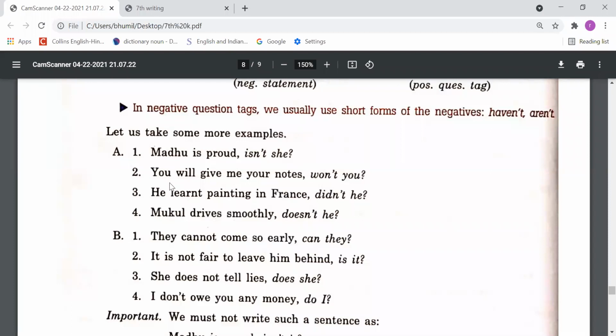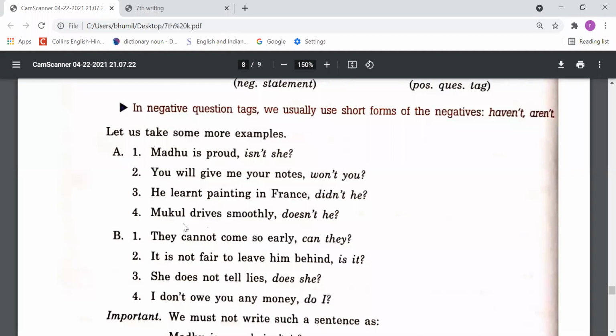Right? Next, you will give me your notes, won't you? Won't is the short form of will plus not. So will plus not, we should write w-o-n apostrophe t. Won't you? Right? Next, he learned painting in France, didn't he? So the second form is there, so according to the second form, we need to mention did. There is no auxiliary verb in this sentence, so the auxiliary verb according to the main verb we need to write here. The main verb is in second form, so we need to mention the second form of do. So we need to mention did.